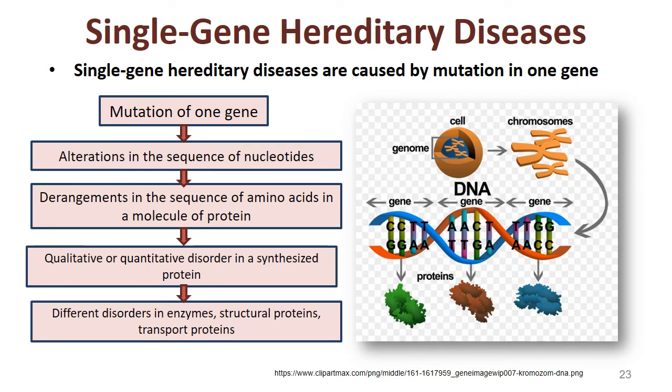Single gene hereditary diseases. Single gene hereditary diseases are caused by mutation in one gene. Mutation in one gene, if it happens, it causes alteration in the sequence of nucleotides, which continues as derangement in the sequence of amino acids in a molecule of protein. In result, there occur qualitative or quantitative disorders in a synthesized protein, which finally result in different disorders in enzymes, structural proteins, transport proteins.